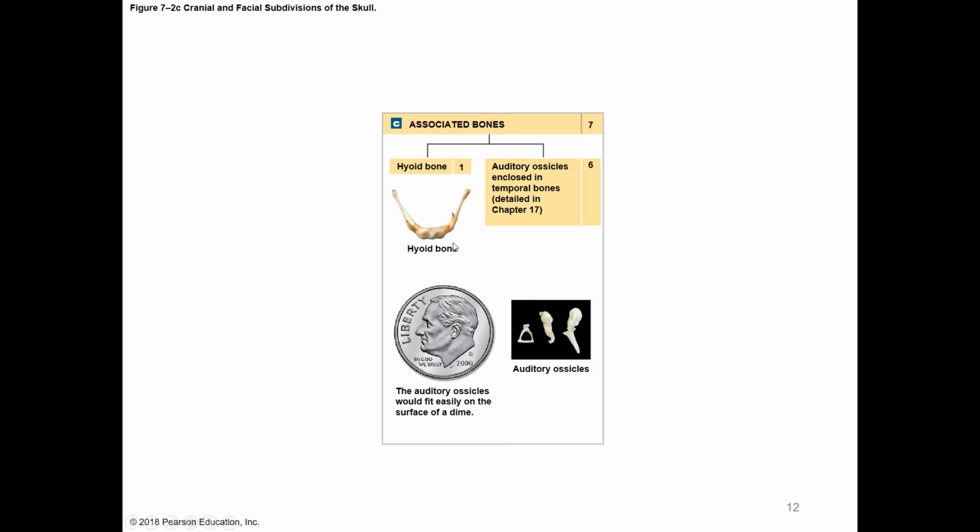So near the skull, or associated with it, we have the hyoid bone, which is this. It's found in your throat area, neck. And then the 3 ear bones, known as the auditory ossicles. You've got 3 on each side of your head, so a total of 6. And they are very, very small. So as this picture shows, they would easily fit on the surface of a dime.